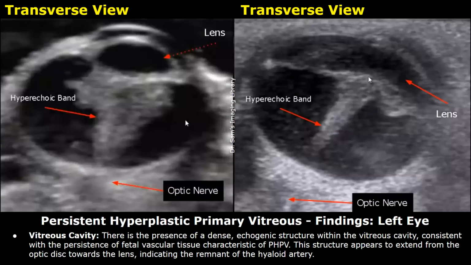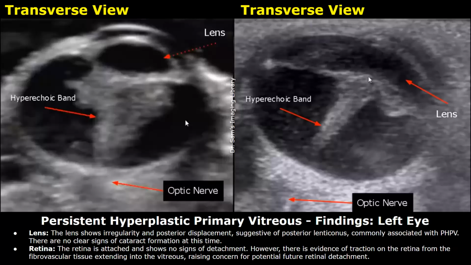Vitreous cavity: there is presence of a dense echogenic structure within the vitreous cavity, consistent with the persistence of fetal vascular tissue characteristic of PHPV. This structure appears to extend from the optic disc towards the lens, indicating the remnant of the hyaloid artery. This patient is a child.